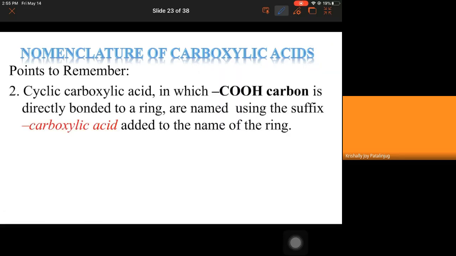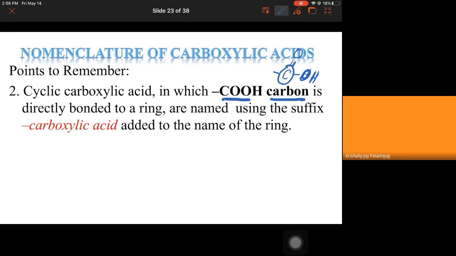Let's have the cyclic ones. Cyclic carboxylic acid. Okay, for a cyclic carboxylic acid, to identify it as a cyclic carboxylic acid, the carboxyl acid carbon, the one with the OH, should be directly attached to a ring. Okay? So it must be directly attached to the ring. Same with aldehyde. In aldehyde, the aldehyde carbon is also directly attached to a ring. That makes it a cyclic carboxylic acid.